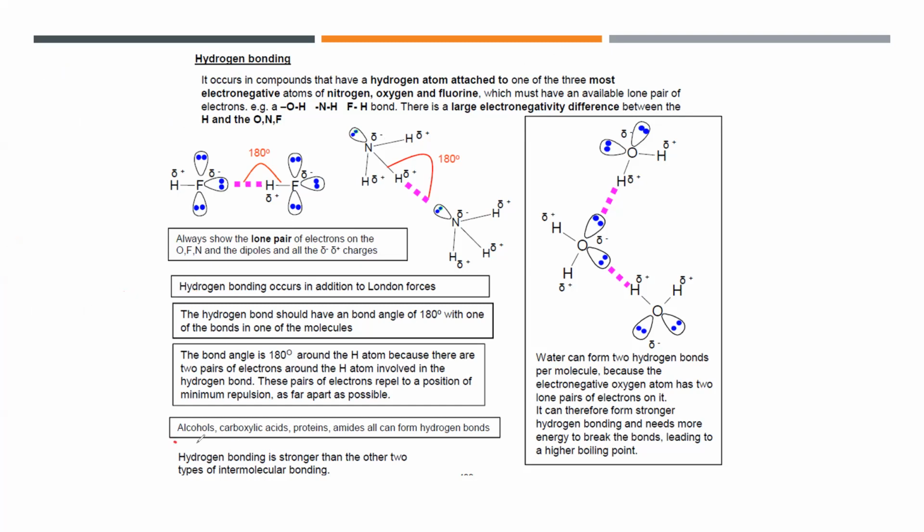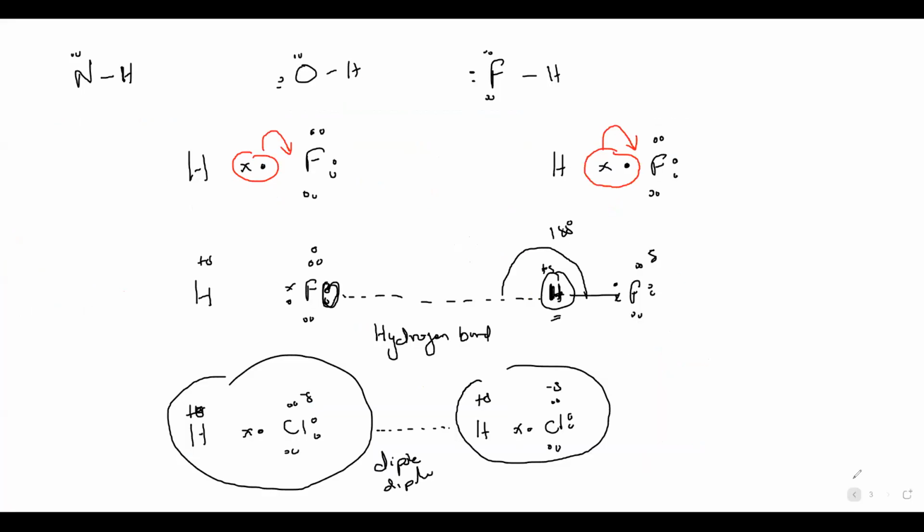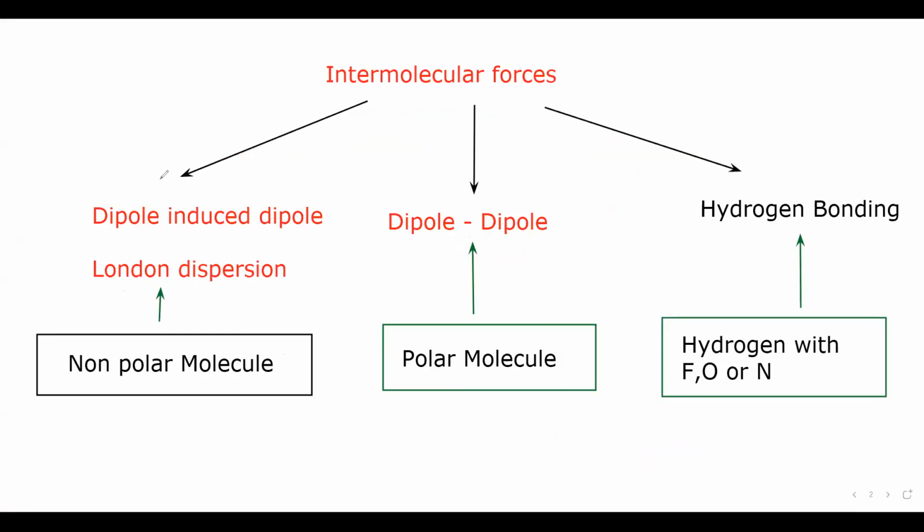Molecules such as alcohols, carboxylic acids, amides, and proteins can form hydrogen bonds. Whenever they ask the question, as I mentioned in the beginning, these are the three types of forces which can exist. You might have all three of the forces within the molecule, you might have two of them, or maybe only one of the forces there.